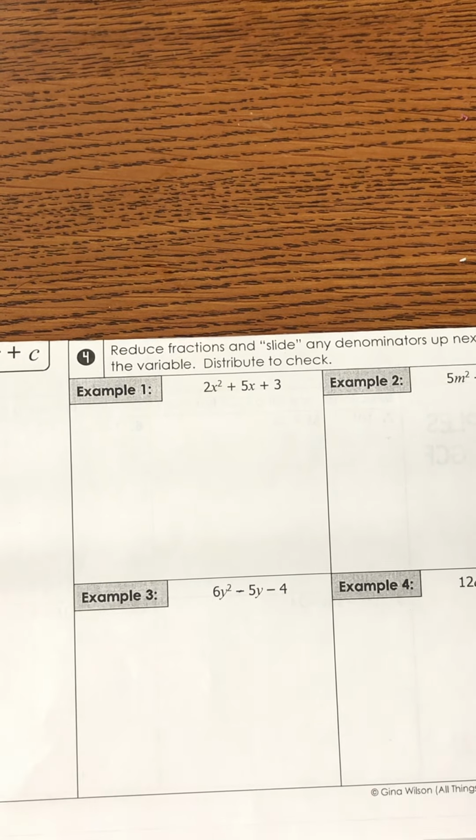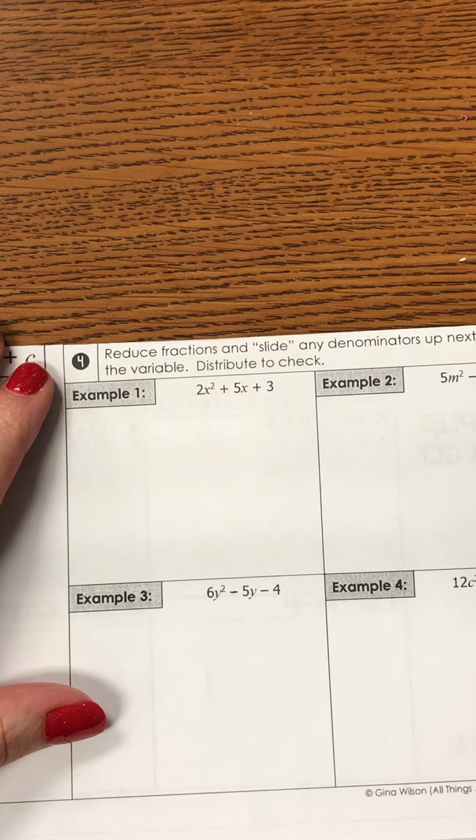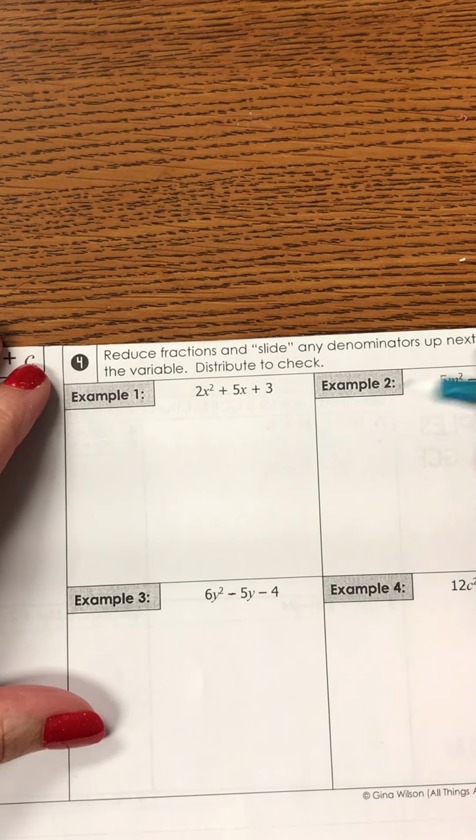Okay, today we're going to look at factoring trinomials when you have a leading coefficient greater than 1. Here's our first example, 2x squared plus 5x plus 3. Now we're going to use the grouping method to factor these.